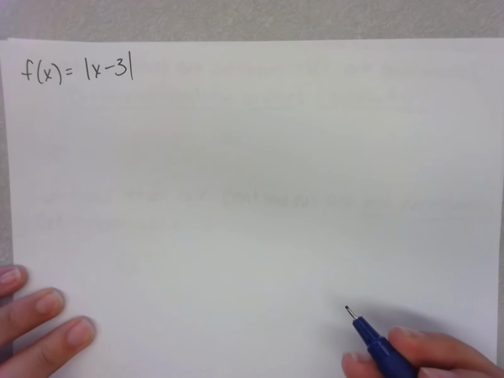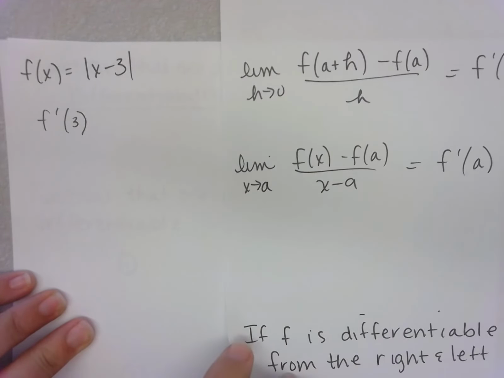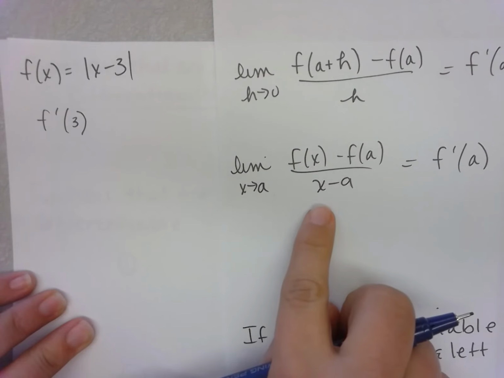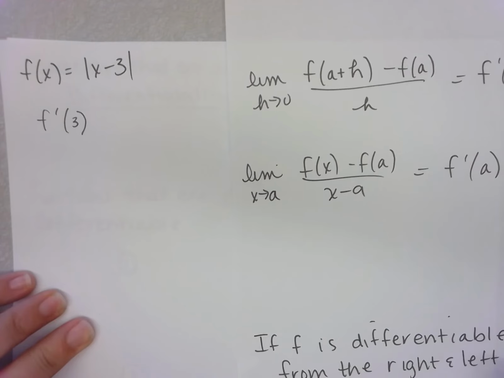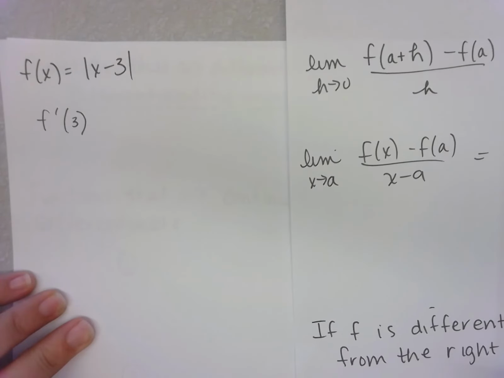Okay, so our first function that we want to look at is f of x equals the absolute value of x minus 3. And what I want to look at is f prime of 3. I'll explain why specifically I want to look at that, but I'm going to use this formula, f of x minus f of a over x minus a. And so we're going to use a equals 3.